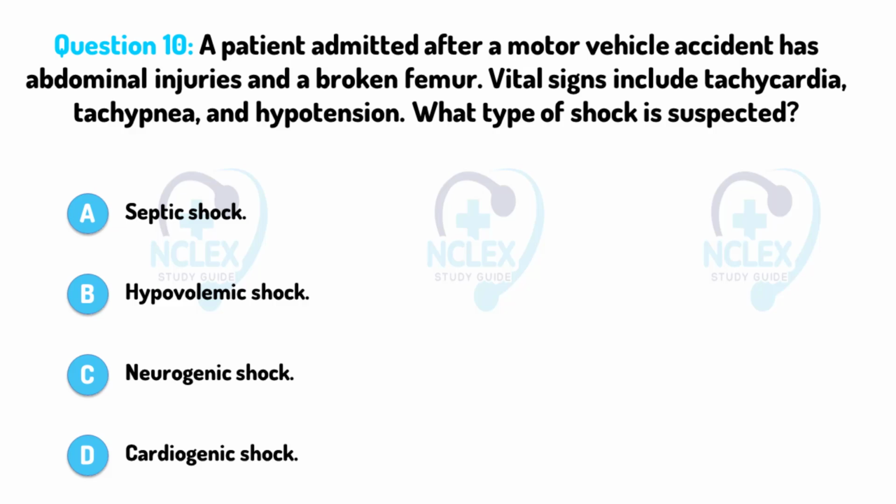Question 10. A patient admitted after a motor vehicle accident has abdominal injuries and a broken femur. Vital signs include tachycardia, tachypnea, and hypotension. What type of shock is suspected? A. Septic shock. B. Hypovolemic shock. C. Neurogenic shock. D. Cardiogenic shock. Correct answer. B. Hypovolemic shock. Explanation. Hypovolemic shock results from significant blood or fluid loss, which is likely in this case due to abdominal injuries and a fractured femur.